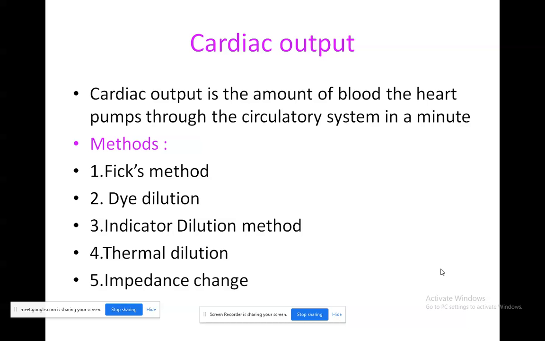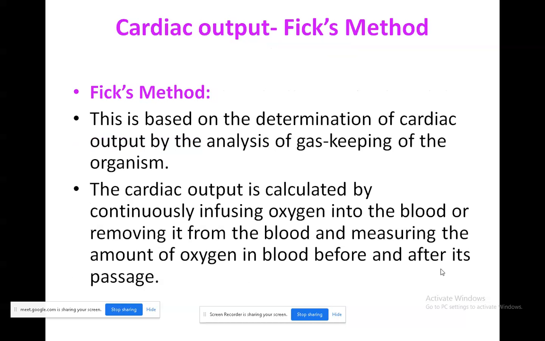So there are five methods of measuring the cardiac output. The types of method: first one, Fick method, dye dilution method, indicator dilution method, thermal dilution method, and impedance change. These are the types of method for measuring the cardiac output. The amount of blood pumping out from the heart is called cardiac output.